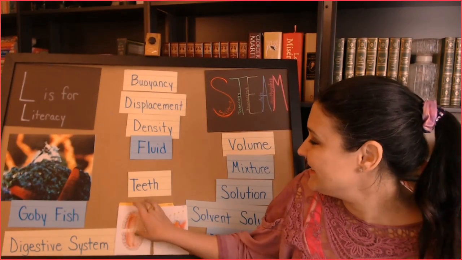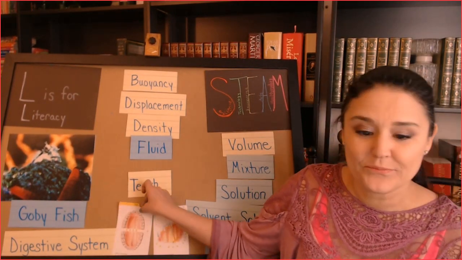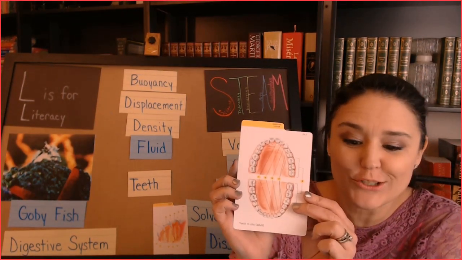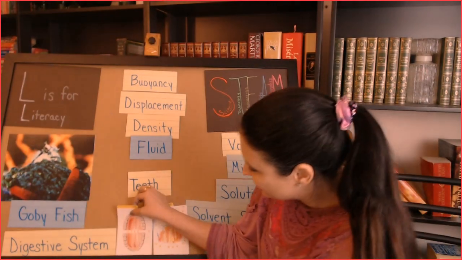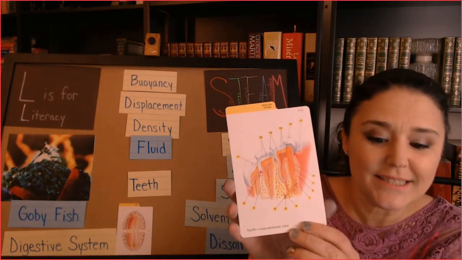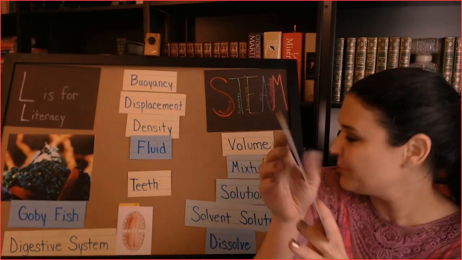Okay, and we introduced our digestive system. And an important part of your digestive system is your teeth. This is what the inside of your teeth looks like. Those are the roots.